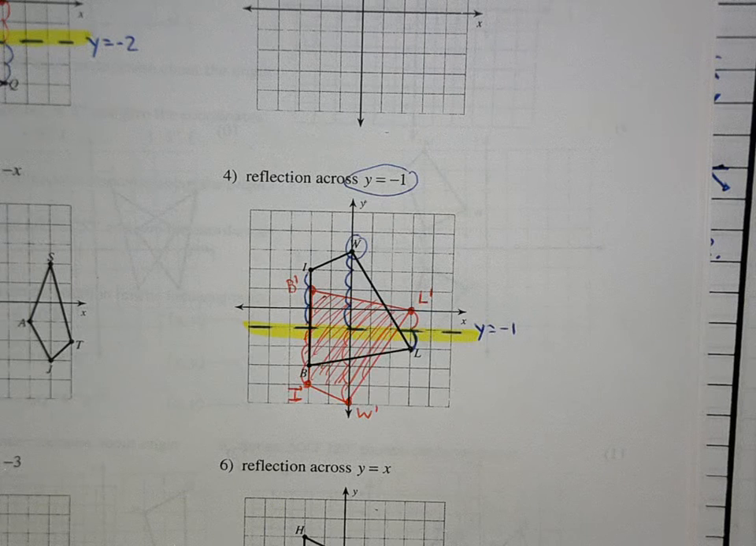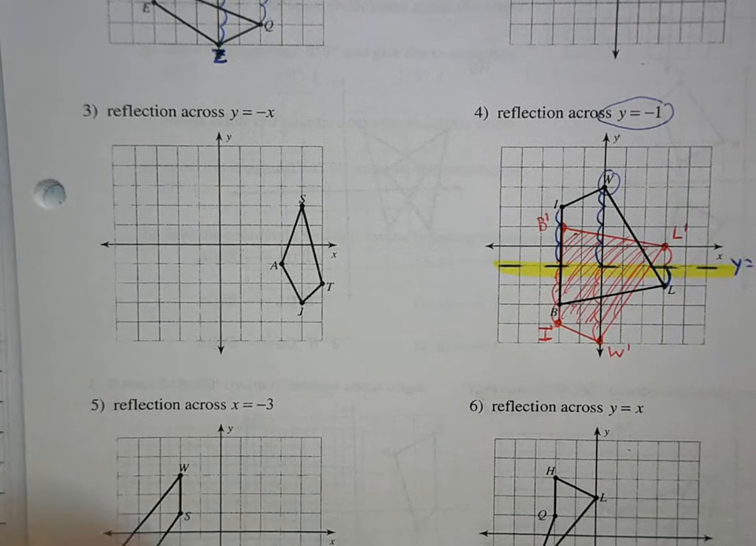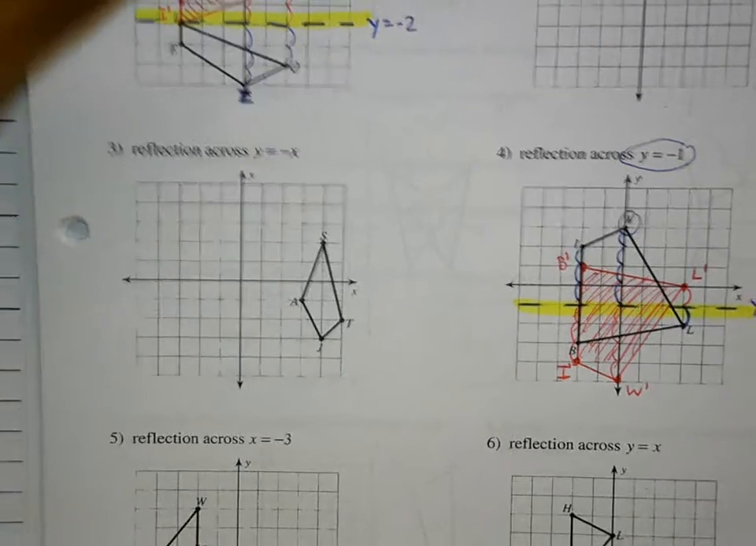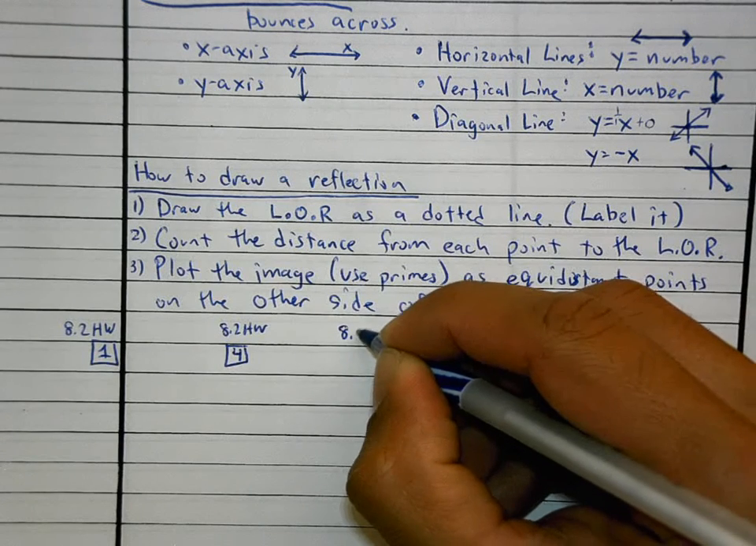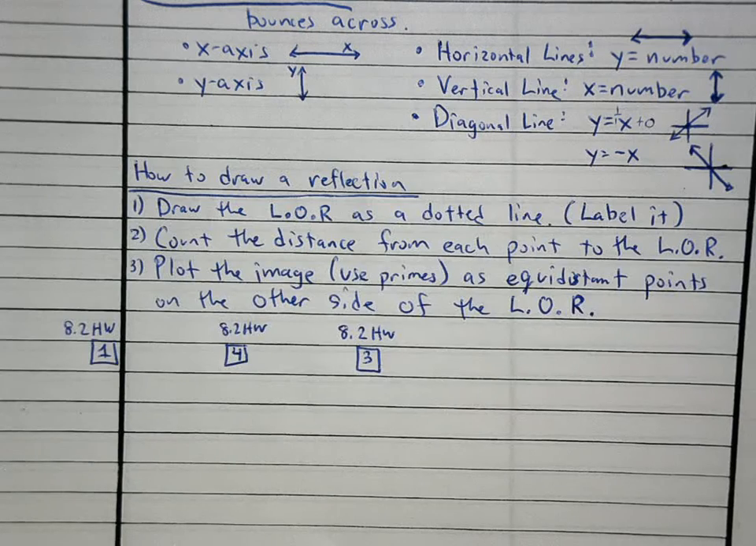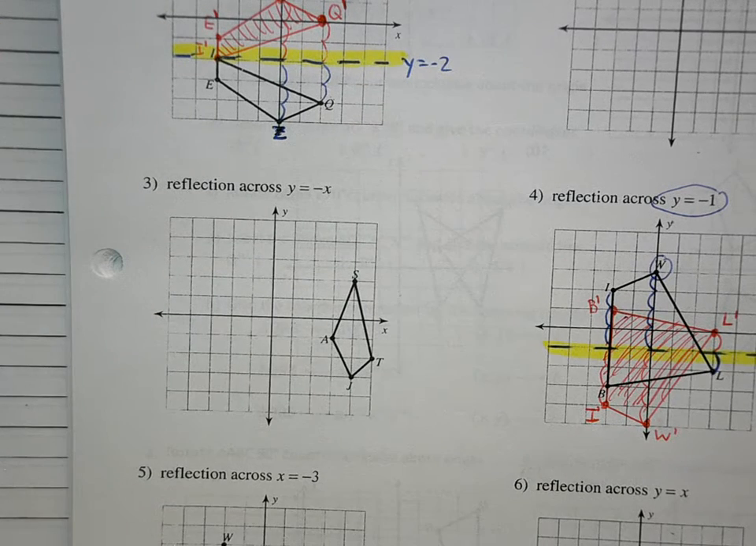Oh, I have one more to do with you, and I chose number 3. And then we'll go to a different worksheet notes on that. If I were to do number 3, let me write that down over here. I'm also doing 8.2 homework number 3. That's my other example. And I'm not going to do anything other than this problem.